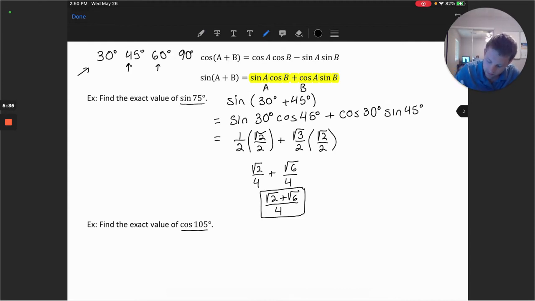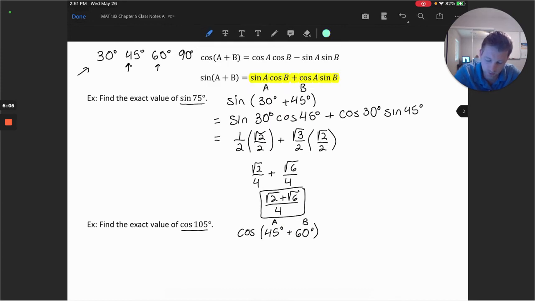So I can rewrite this as the cosine of 45 degrees plus 60 degrees. And so here's my A and my B. My A is 45 and my B is 60. And so let's use the first equation for the sum of cosine angles. I'll highlight this one in blue. We're going to be using that one.